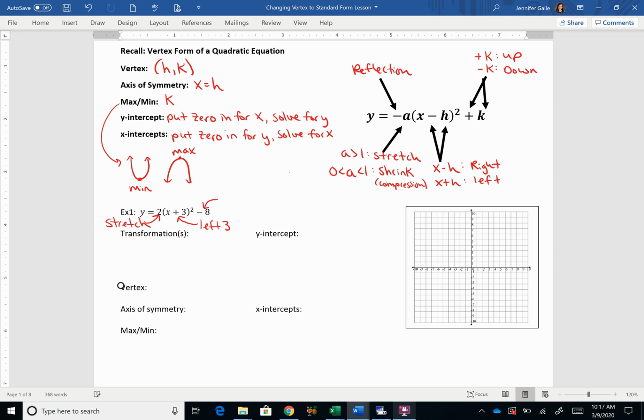Last but not least, we have a minus 8, totally outside the parentheses. So we're looking at our k value. When we have a minus k, we go down. So we're going to go down 8.